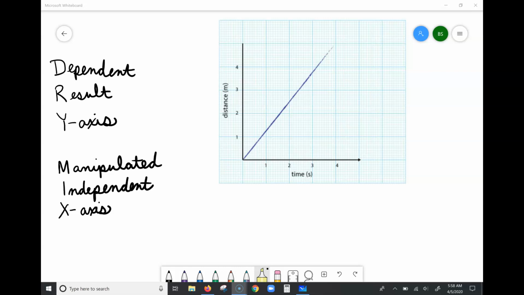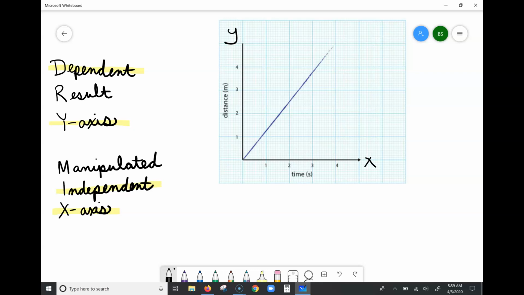We have the mnemonic tool DRY MIX, and it helps us remember that the independent variable that we manipulate and we're actually trying to test for is always going to be graphed on the x-axis. The dependent variable, the thing that changes in response to what we are changing to test, will always be graphed on the y-axis. Remember, the horizontal axis is our x-axis and the vertical axis is the y-axis.